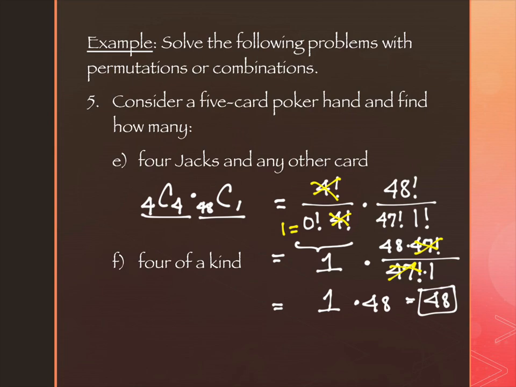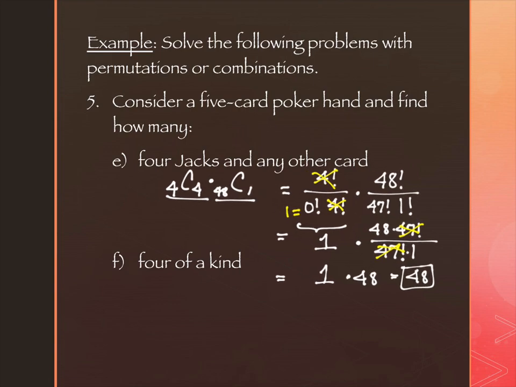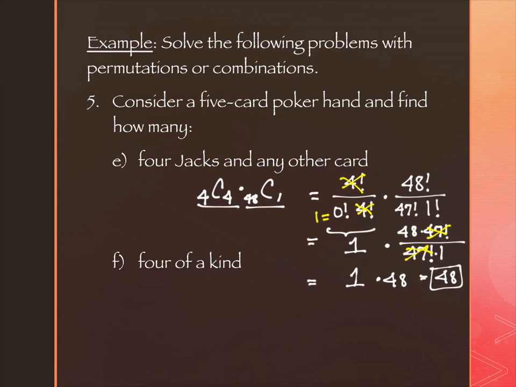Okay, good. We have a couple more. This one just says 4 of a kind. Why does it say 4 of a kind? I mean, we just said that this last one was a 4 of a kind. What's different about F than E? It doesn't define what card, right? So it could be 4 jacks, like we just did, or it could be 4 sevens, or it could be 4 kings, or it could be 4 fours. It has to be 4 of something, but it doesn't specify what.